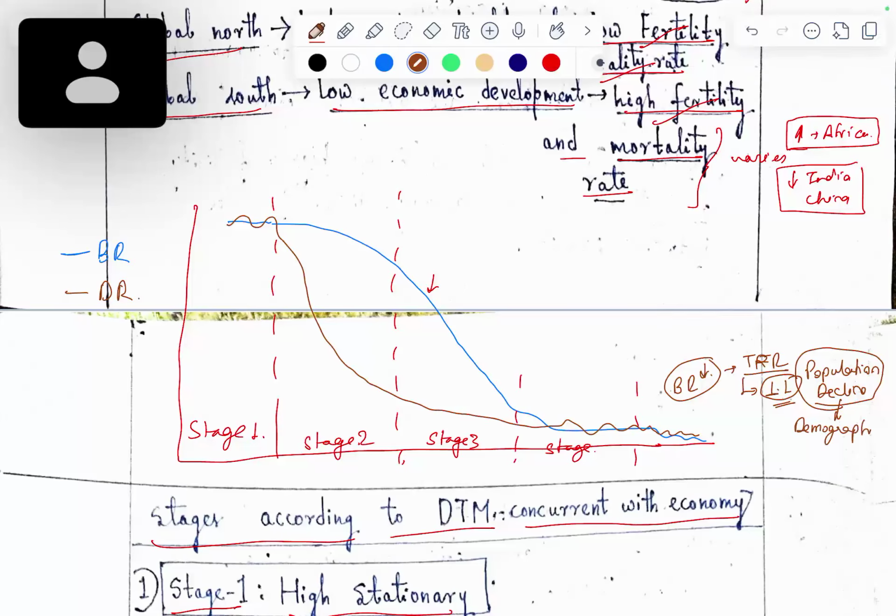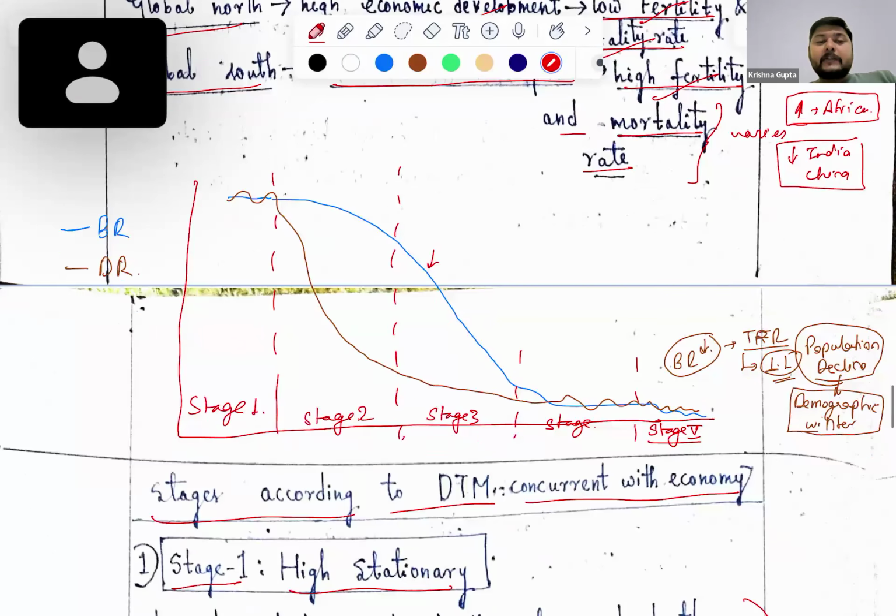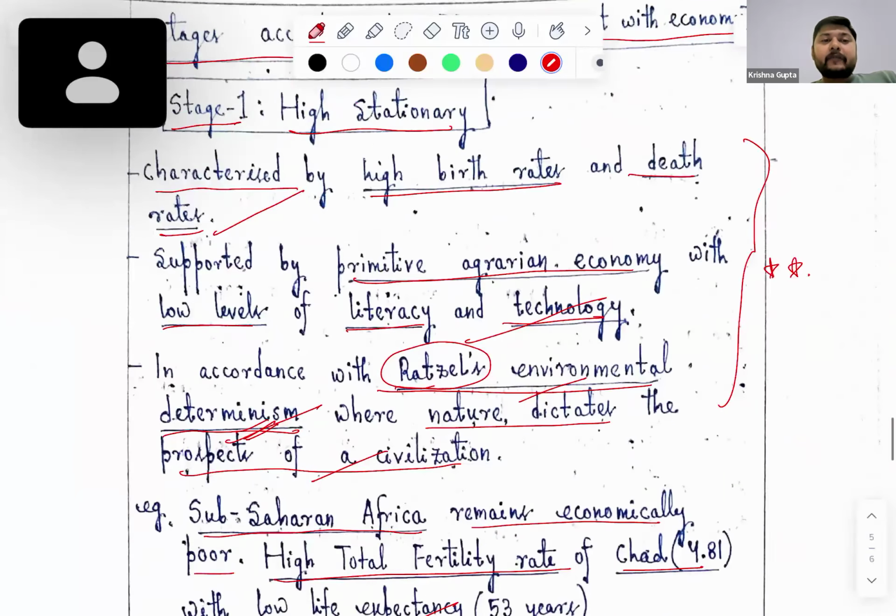This is also referred to as the demographic winter, where the overall population of the country is declining. Yes, this is stage 5. So we also need to add one aspect of stage 5 here.